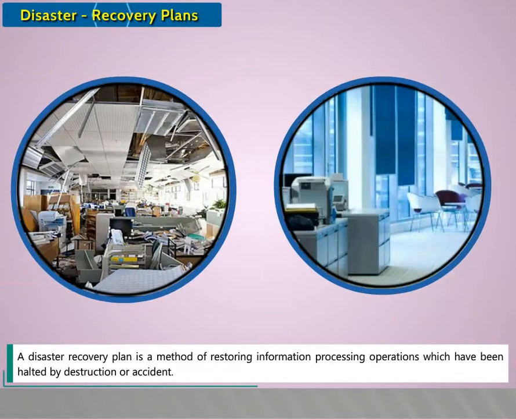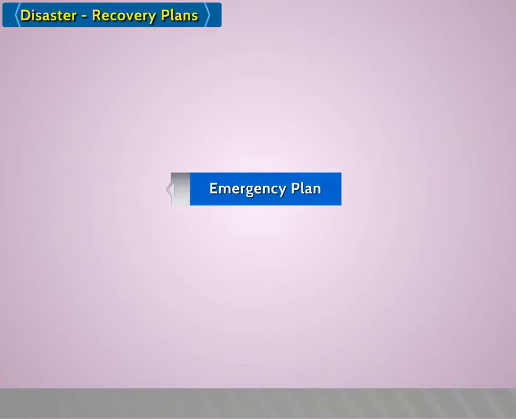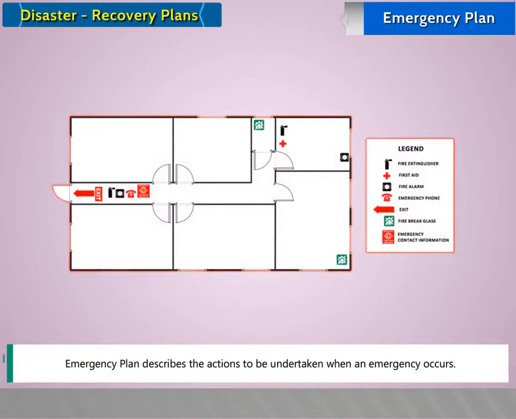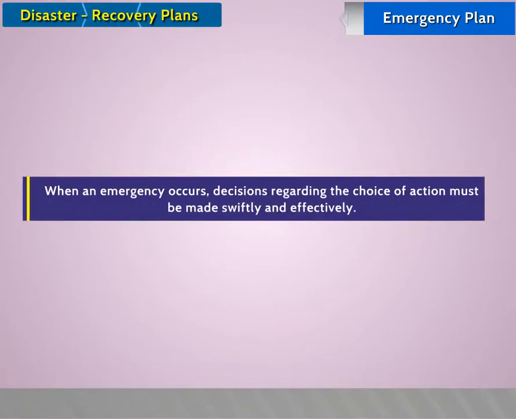Disaster recovery plans. A disaster recovery plan is a method of restoring information processing operations which have been halted by destruction or accident. An effective plan should include the following elements. Emergency plan. The emergency plan describes the action to be undertaken when an emergency occurs. When an emergency occurs, decisions regarding the choice of action must be made swiftly and effectively.